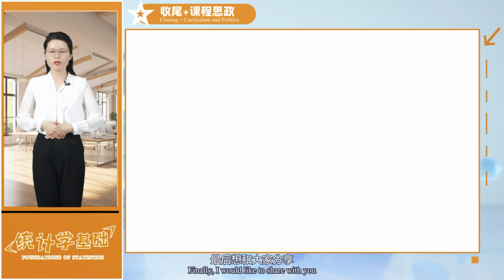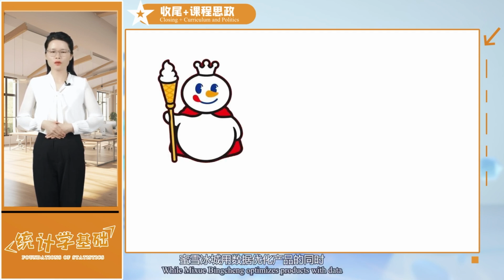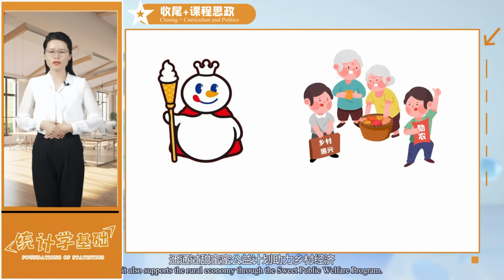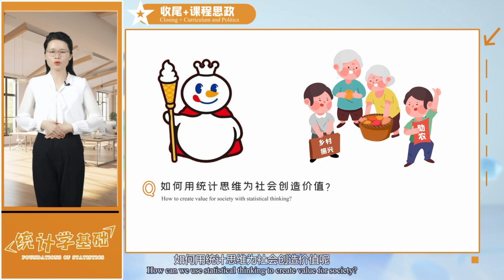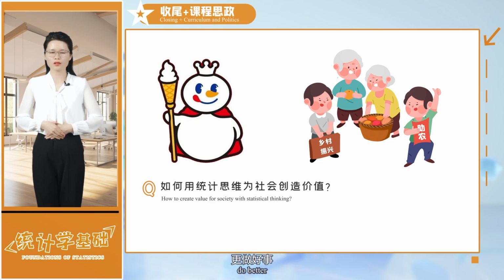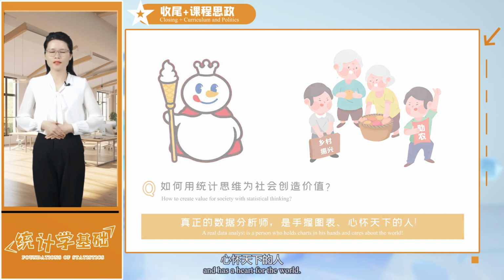Finally, I would like to share with you, statistical charts are not just tools, they are also a mirror of responsibility. While Mixue Bingcheng optimizes products with data, it also supports the rural economy through the Sweet Public Welfare Program. When we present data in graphs, we should not only pursue accuracy, but also think about the meaning behind the data. How can we use statistical thinking to create value for society? I hope the students can use what they have learned in the future to let the data tell the truth and make the world better. Remember, a true data analyst is someone who holds charts and has a heart for the world.